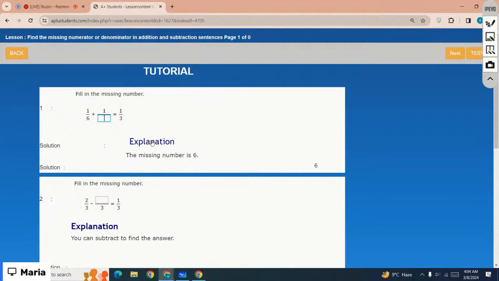So that is 6, right? Because on the other side you have 1 over 3. So that means that is 2 over 6, right? So the correct option is 6.